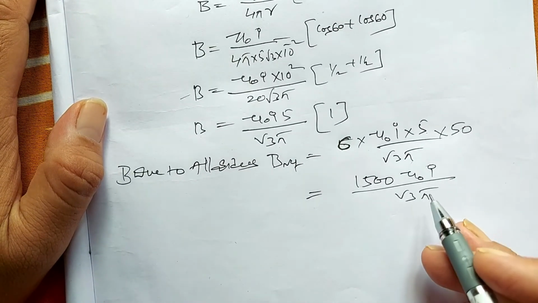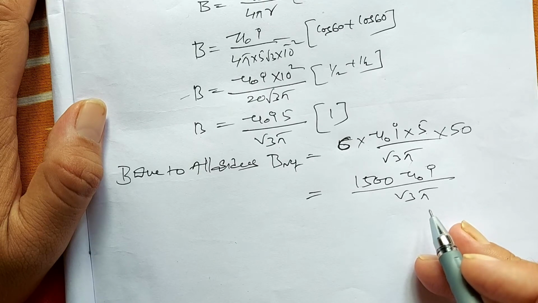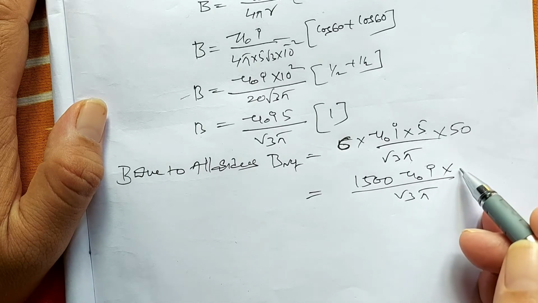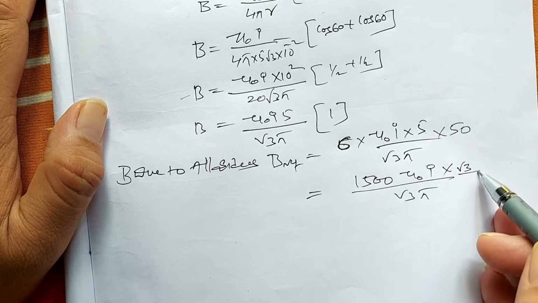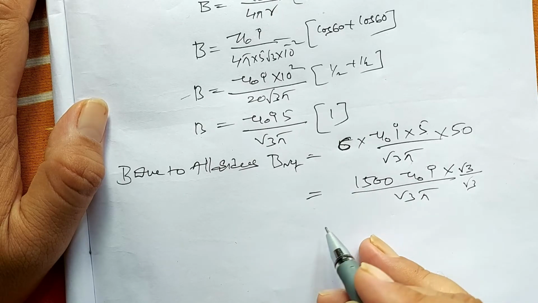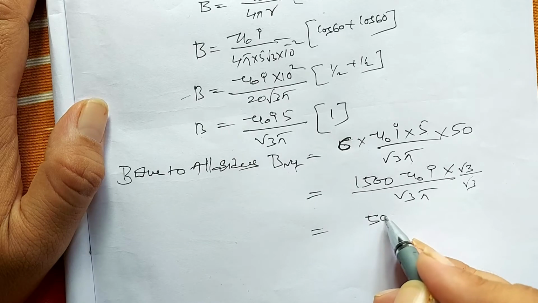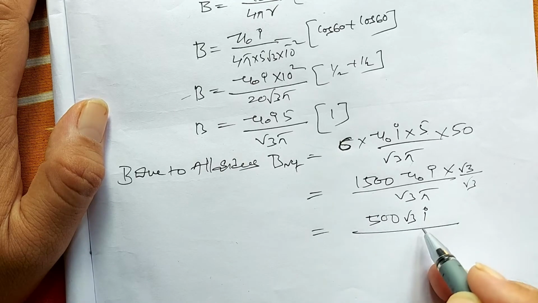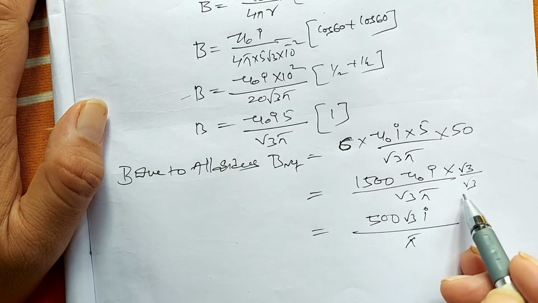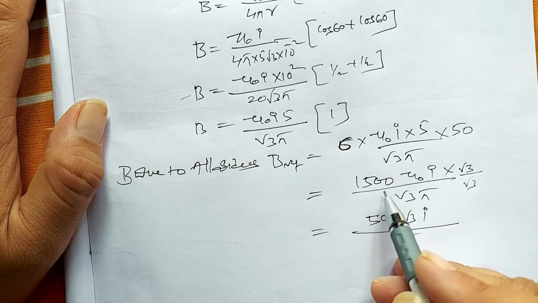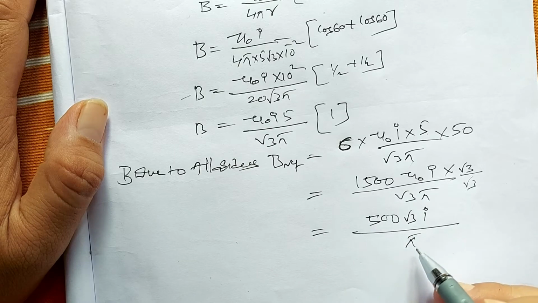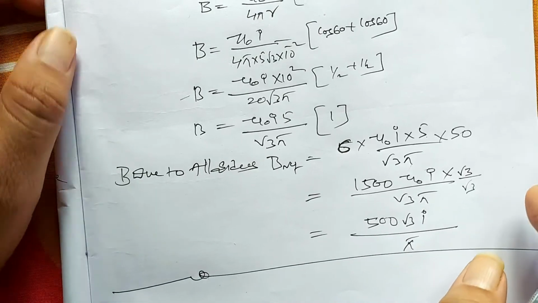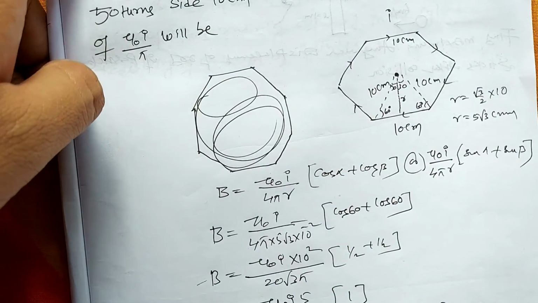Now multiply this fraction with root 3 and divide it with root 3. Then what we get here: 1500 root 3 divided by 3 pi. Root 3 into root 3 is 3. 3 cancels in 1500, 500 times, so 500 root 3 I by pi. So this is the total magnetic induction at the center of the regular hexagon.